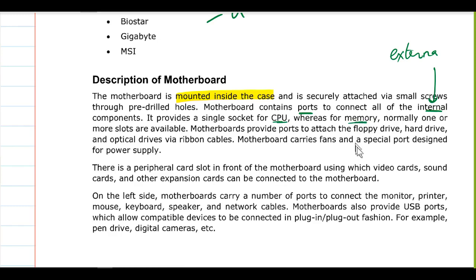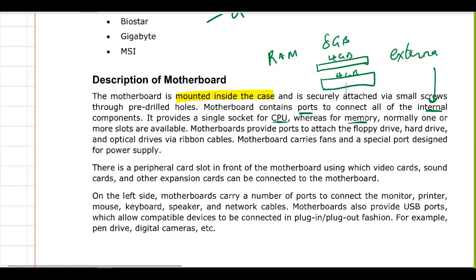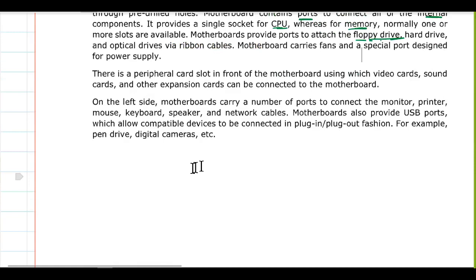Whereas memory normally has more than one slot available. Sometimes you can have RAM. A computer can support maybe 8 GB of RAM, but then it has two slots, one for 4 GB, and the other one you put another 4 GB. So that kind of ports allows you to connect memory to the motherboard. Motherboards also provide ports where you can insert hard drive, optical drives via ribbon cables. In the old days, we used to talk about floppy drives. Nowadays, we do not talk about these ones because they have been overtaken by events. We no longer use floppy drives.